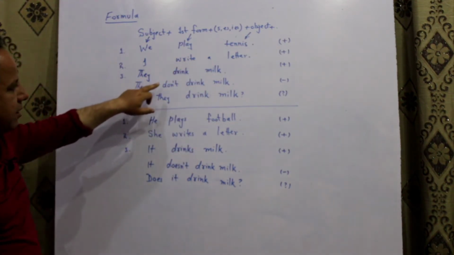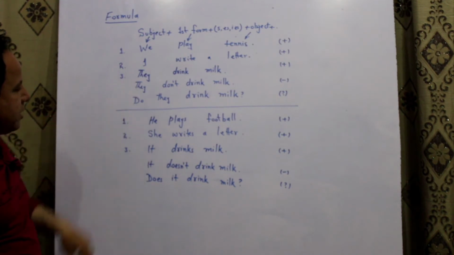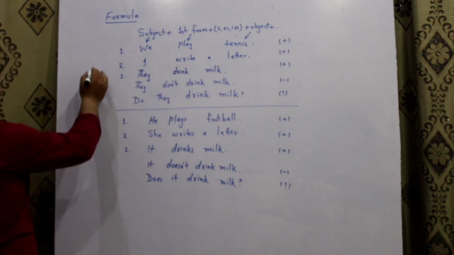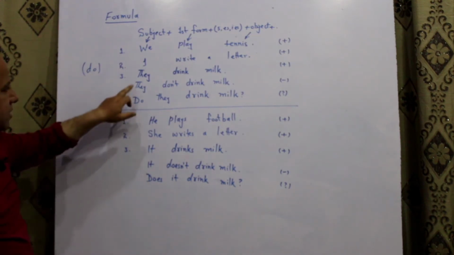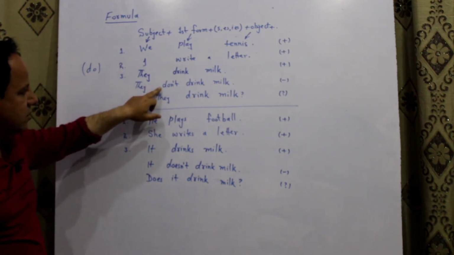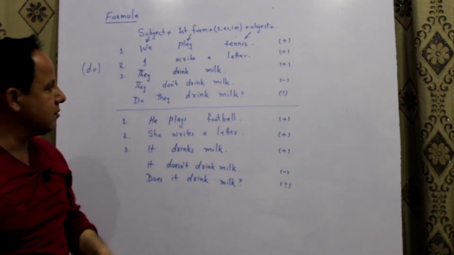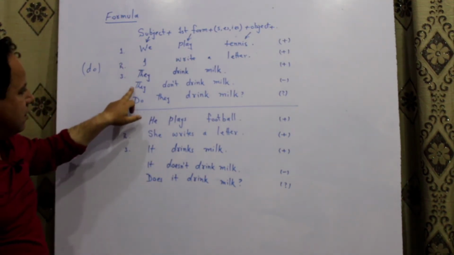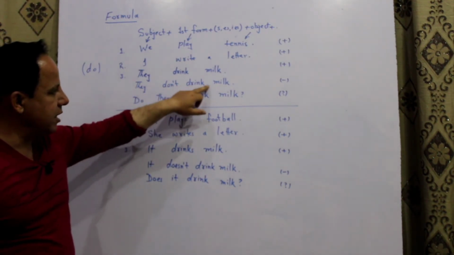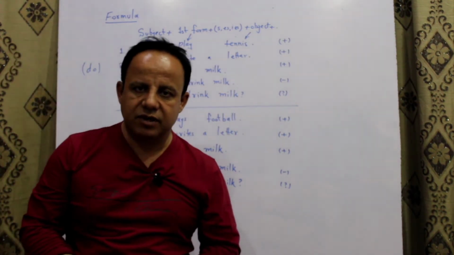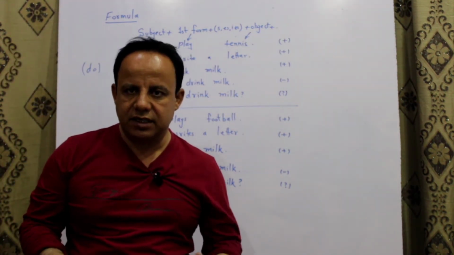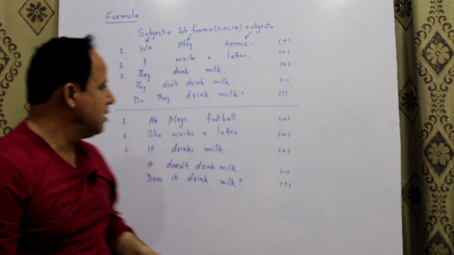They drink milk. Now how to make the negative of the sentence? You can see there the helping verb is do here. Just after subject we write here don't to make the negative sentences. Examples are there. They don't drink milk. This is a negative sentence. Just after subject when we write don't, the sentence becomes negative.